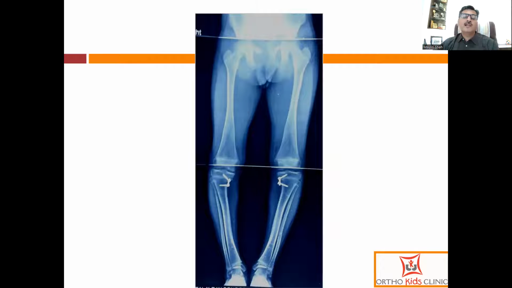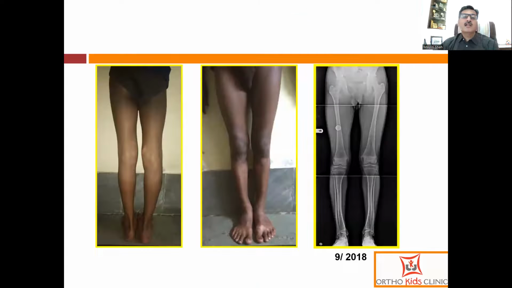And so what I did, we removed the plates from the inside and placed them on the outside. And fortunately, he had some residual growth and he got corrected in 2018. So in a 7-year journey, this child finally got straight, and he is now doing very well. So it is so important to explain to the family that removal of the implant in time is very important. Otherwise, they would develop a contralateral deformity.